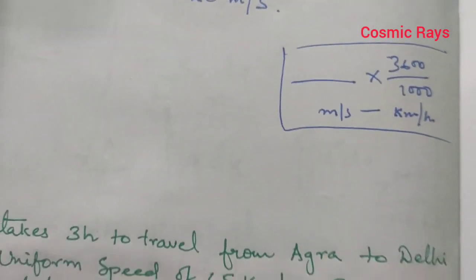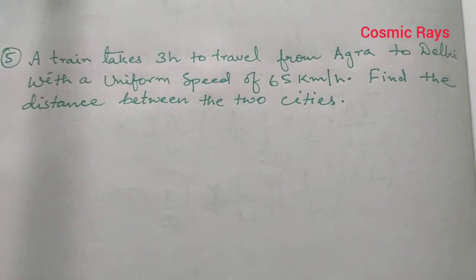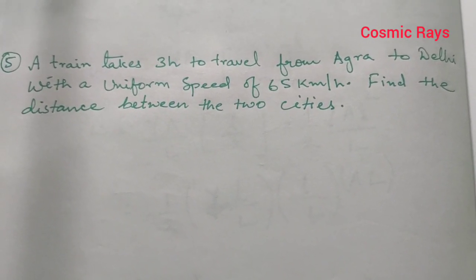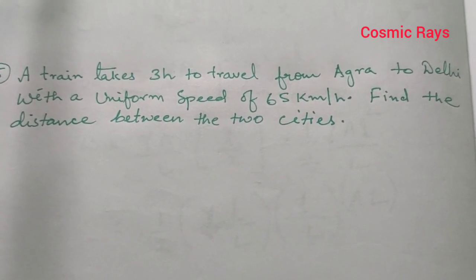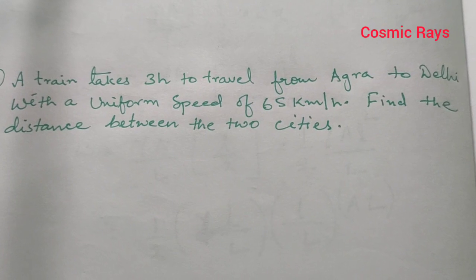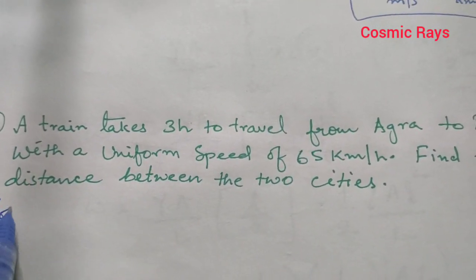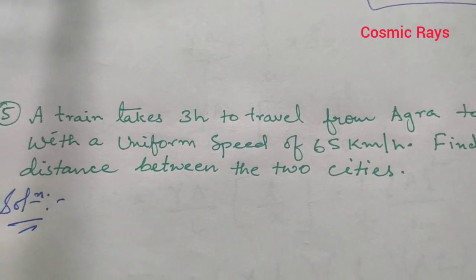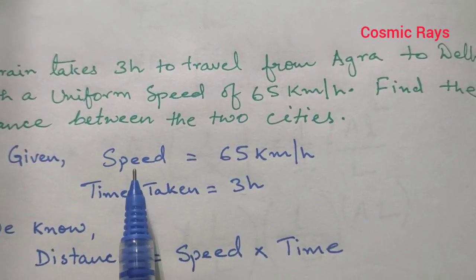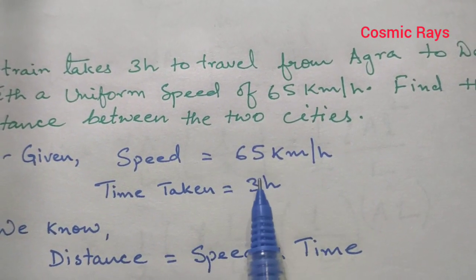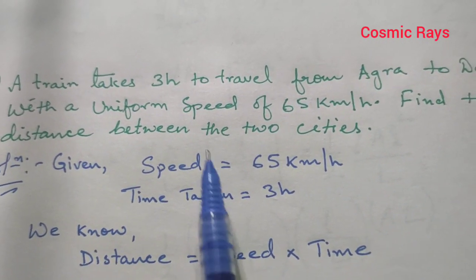Now we go to the next type of question, that is question number 5. It says a train takes 3 hours to travel from Agra to Delhi with a uniform speed of 65 km per hour. Find the distance between the two cities. So first of all, we will write the given things and then the appropriate formula. Here it's given in the question that speed is 65 km per hour and time that it takes is 3 hours. So we have to find out the distance.